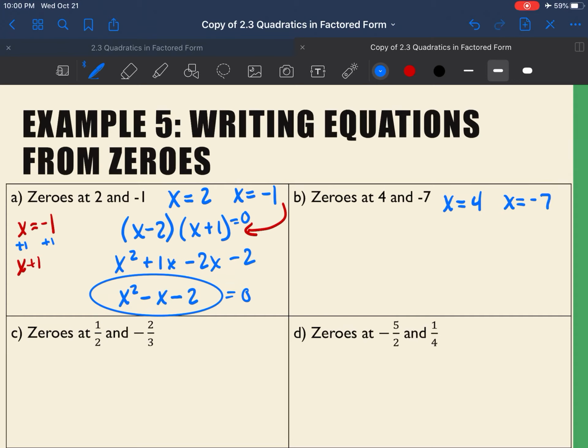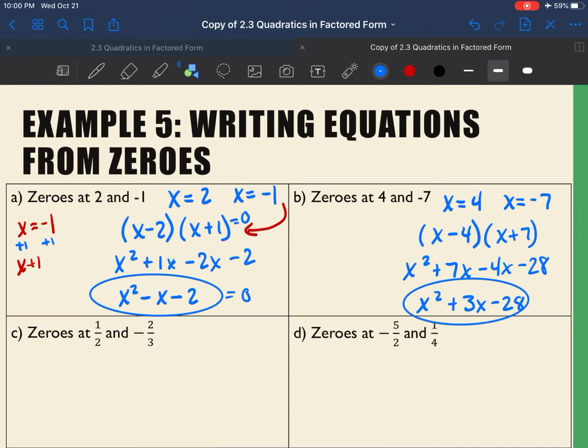And then, to put in parentheses, the shortcut is to just change the sign. And on the 7, also change the sign. And then you're going to multiply these two together. You end up getting x squared plus 7x minus 4x minus 28. And combine the middle two terms, and you get x squared plus 3x minus 28. And then again, it was equal to 0 that whole time, but we just care about the equation.